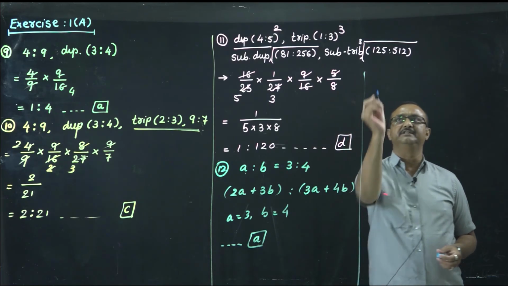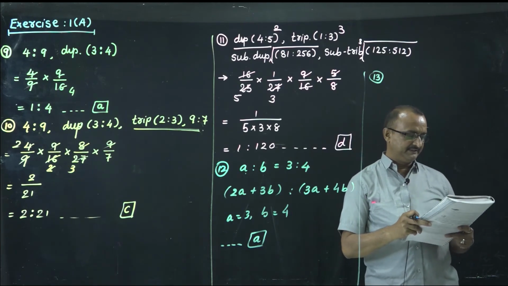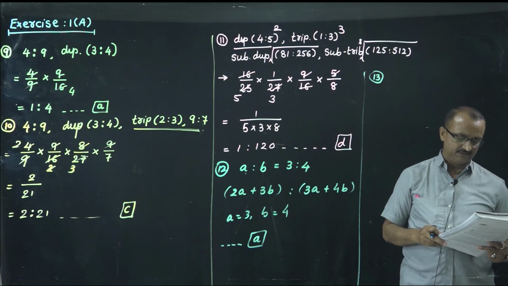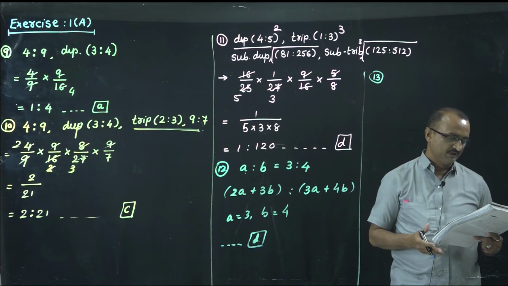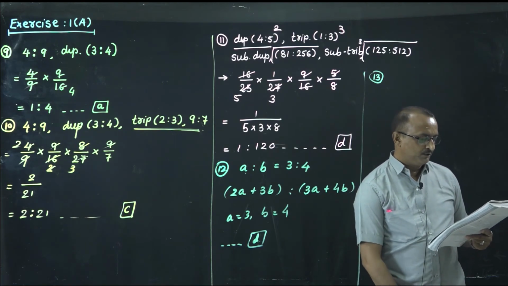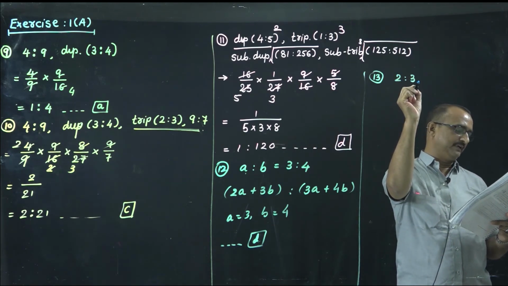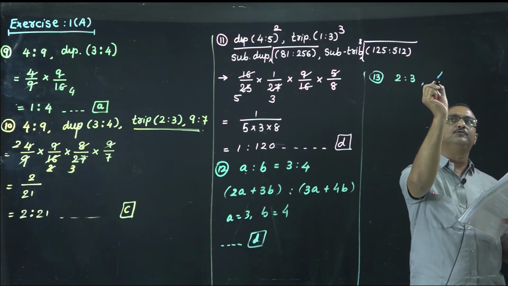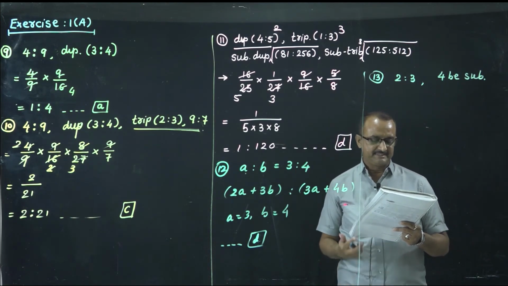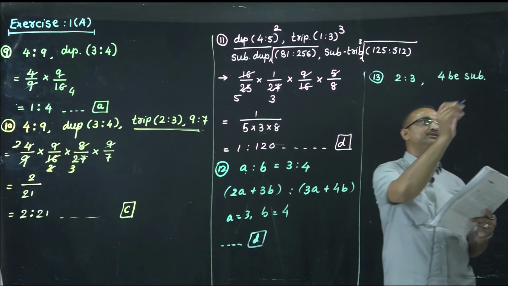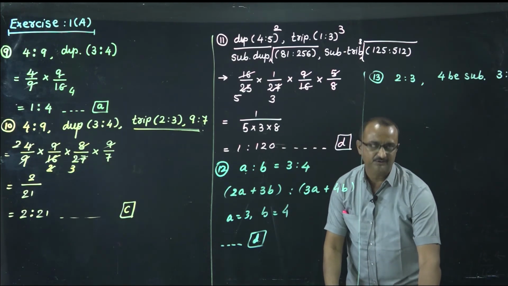Now question number 13 is very important. Sorry, question number 12, the right answer is D, not A. D is the correct answer. Now question number 13. Two numbers are in the ratio 2 is to 3. If 4 be subtracted, subtract means minus, from each, they are in the ratio 3 is to 5. Find the numbers.